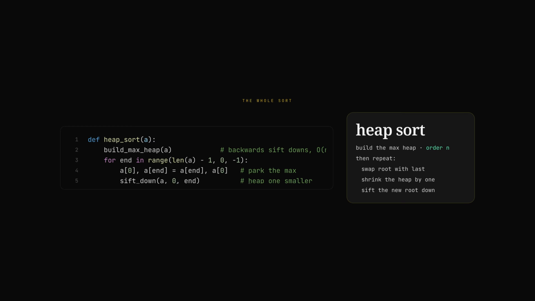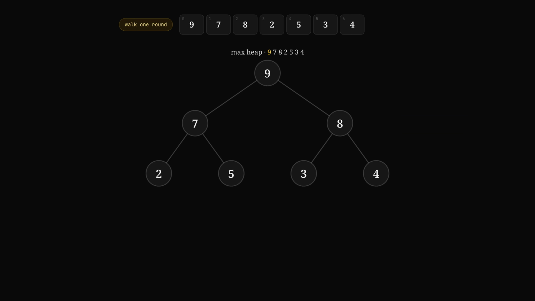Then repeat. Swap the root with the last element. Shrink the heap by 1. Sift the new root down. Walk 1 round. Max heap: 9, 7, 8, 2, 5, 3, 4. The maximum, 9, sits at the root, and the back of the array is exactly where a sorted array wants its maximum. So swap root and last. The 9 is parked in its final position, permanently outside the heap.